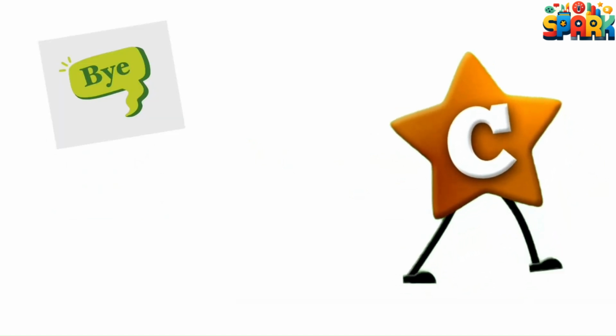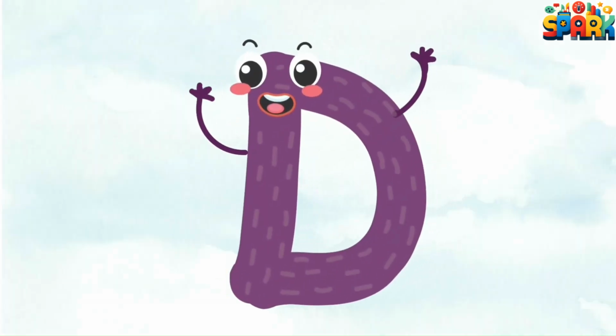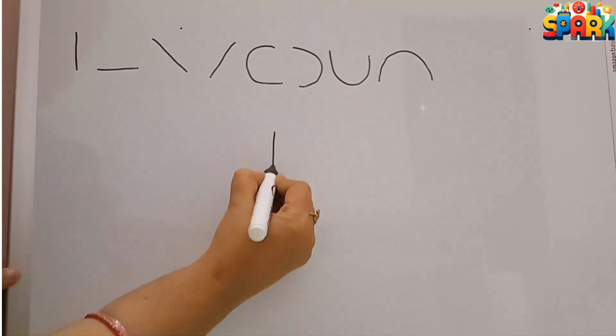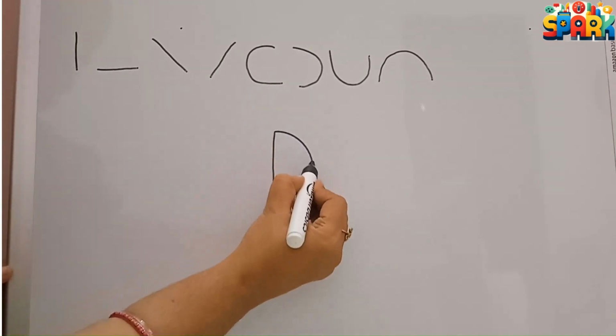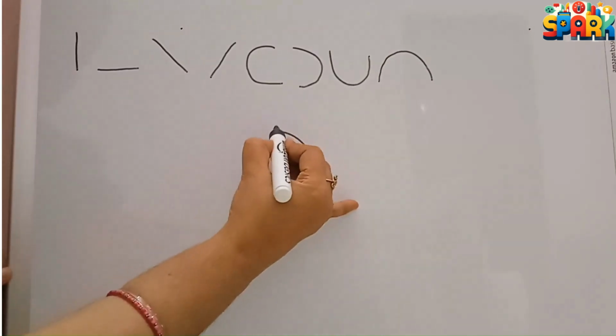Bye bye C. Now it's time for D. This is the letter D. Now we will trace it together. To trace the letter D, just draw a standing line. Then draw right-sided curve like this. It's letter D.